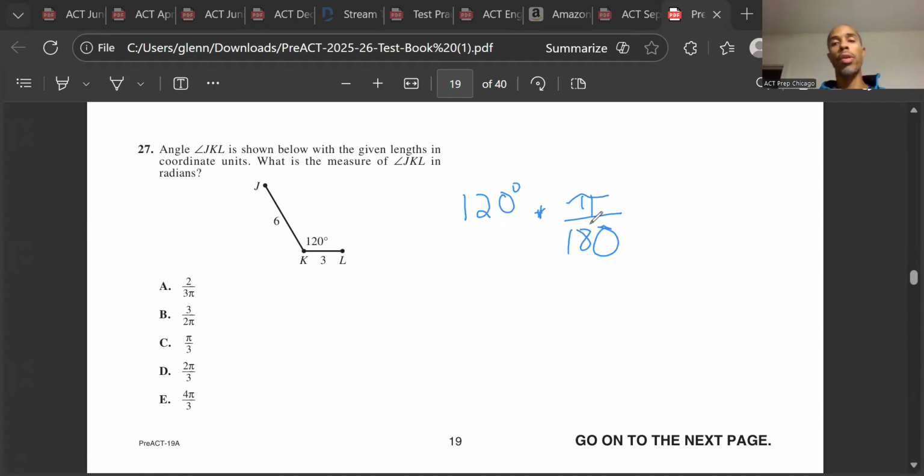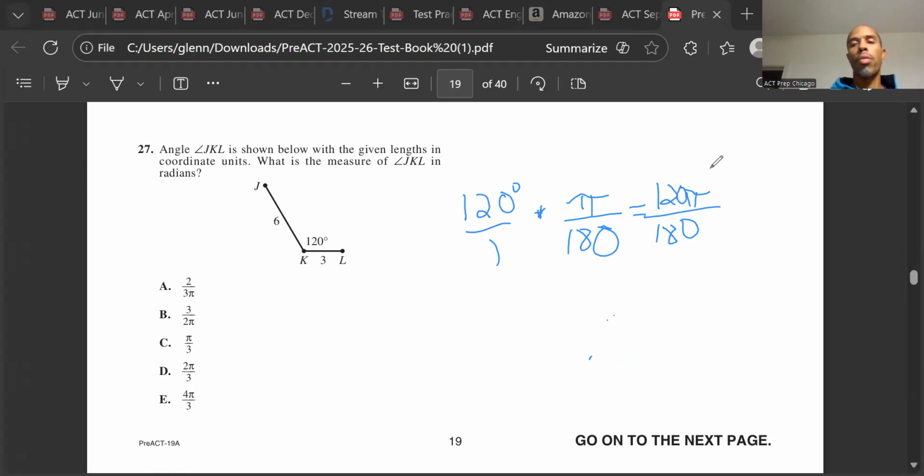If it were radians to degrees, it would be times what? 180 over pi. But because it's degrees to radians, we do times pi over 180. Hopefully you got that. They flip it when they want to take radians to degrees, or they just want to leave it in radians. Okay. All right, so we got 120 times what? 120 pi over 180.